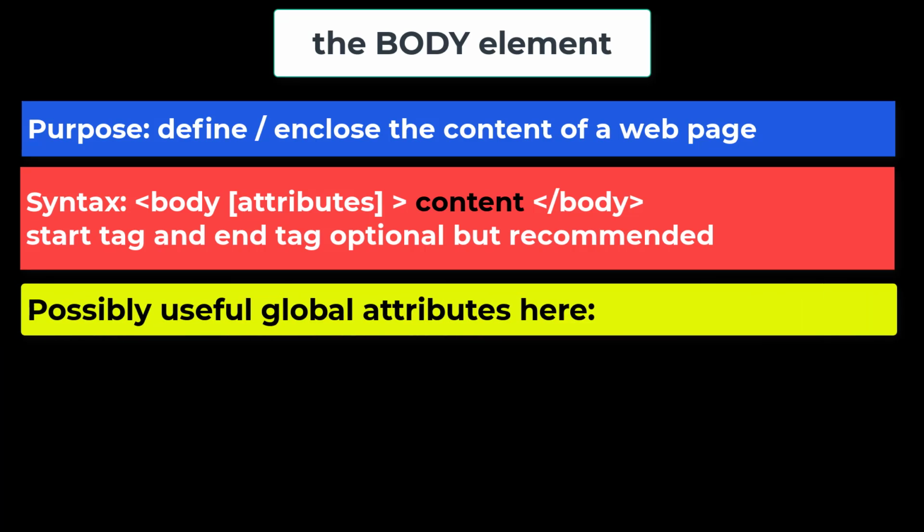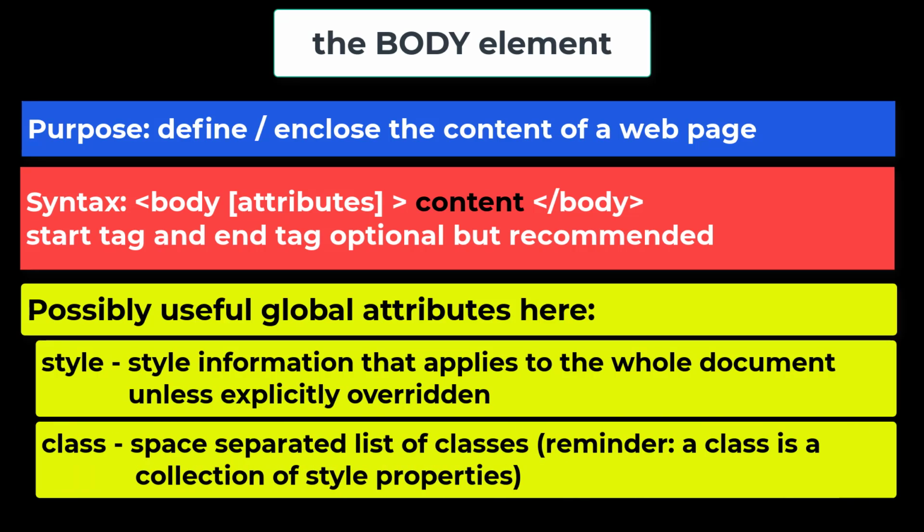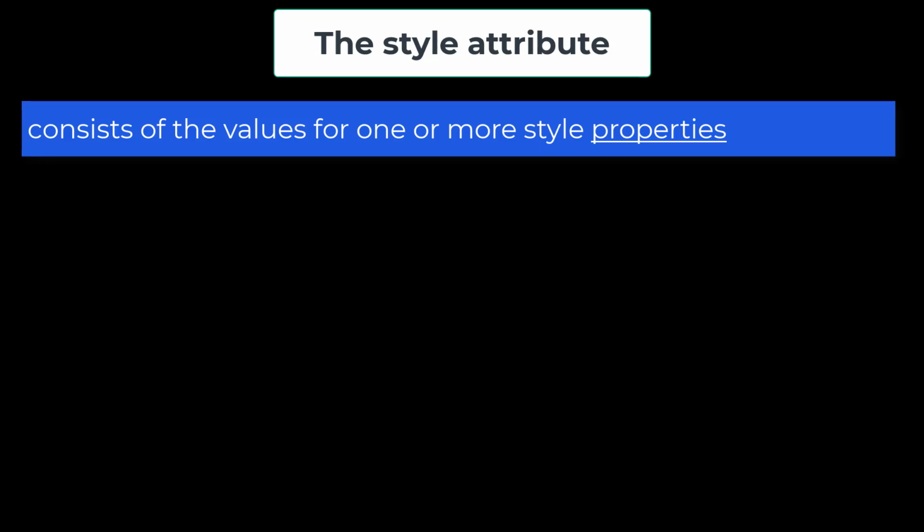There's a couple of global attributes you might find useful here. Style, which provides style information that applies to the whole document unless explicitly overridden elsewhere. And class, a space-separated list of classes, and a reminder, a class is a collection of style properties. So let's look at the style attribute for a moment. The style attribute consists of the values of one or more style properties.